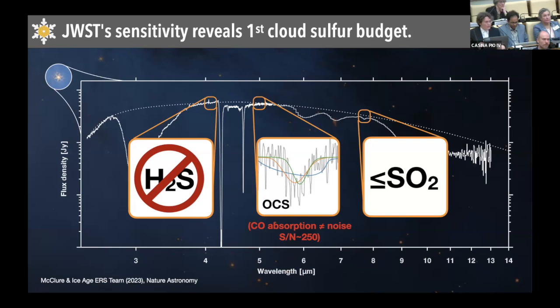I just want to point out, for the quality of this data, those wiggles that you see around the OCS feature, those aren't noise. Those are the CO fundamental gas phase absorption lines in the stellar photosphere of the background star.